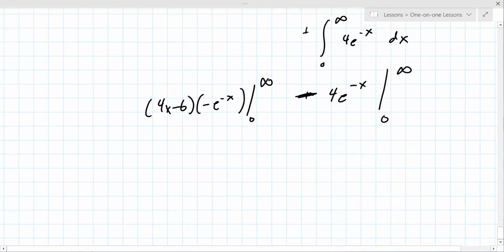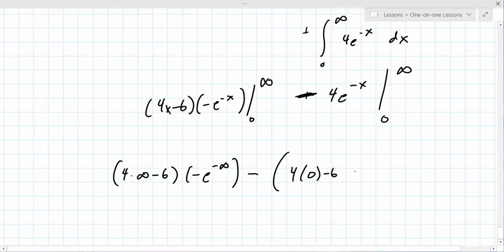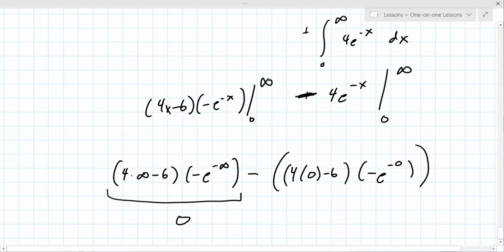Okay, so over here you have 4 times infinity minus 6 minus e to the minus infinity, minus 4 times 0 minus 6. And then you got whatever that is, minus e to the minus 0. So this e to the minus infinity becomes 0, and it takes all of this with it. So this all goes to 0 because of that. Over here, this e to the 0 is 1. You have a 4, but it's times 0. So you have minus 6 times minus 1, so it becomes positive 6.